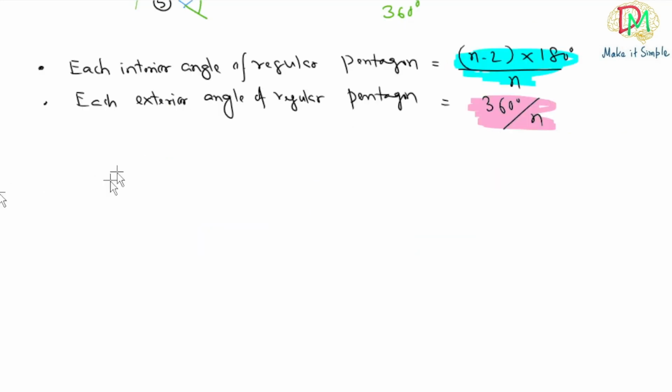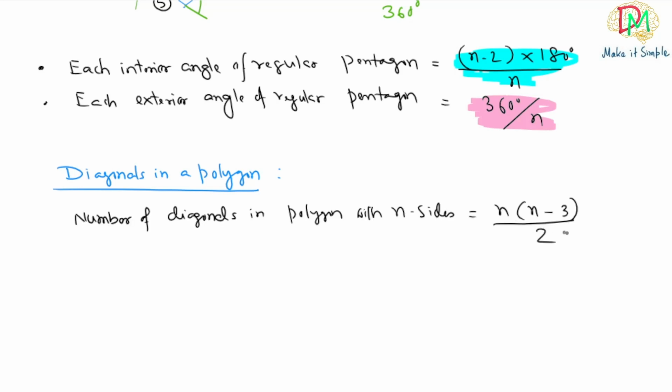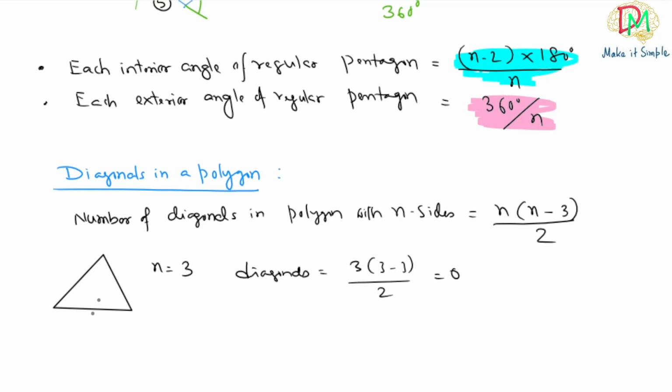Now we learn the number of diagonals in a polygon. It is equivalent to n into n minus 3 by 2, where n is the number of sides. Let's consider one triangle. Here n is equal to 3. So the diagonals of a triangle is equal to how much? 3 into 3 minus 3 by 2, that is 0. We can't draw diagonals. For getting a diagonal, the sides of the polygon should be more than 3.